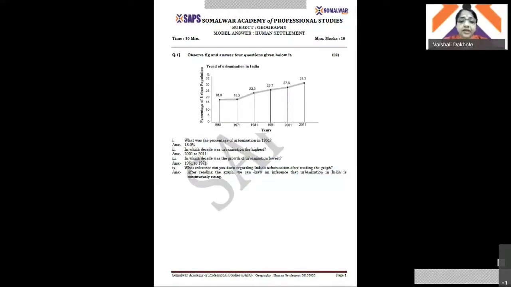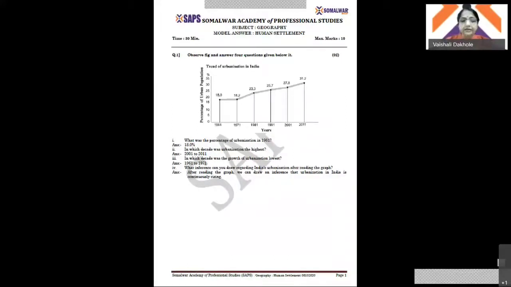Then, in which decade was the growth of urbanization lowest? You can see that in 61 to 71, only 0.2% urbanization increased. So you have to write the answer 1961 to 71. What inference can you draw regarding India's urbanization after reading the graph? You can see there is a slow growth, and slowly, steadily, and gradually the urbanization is increasing in India. The speed of urbanization is not much, it is only 4 to 5% every decade, not more than that. The maximum is 5% growth in urbanization, in the year 2001 to 2011.